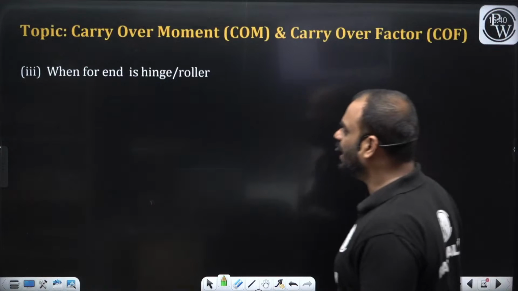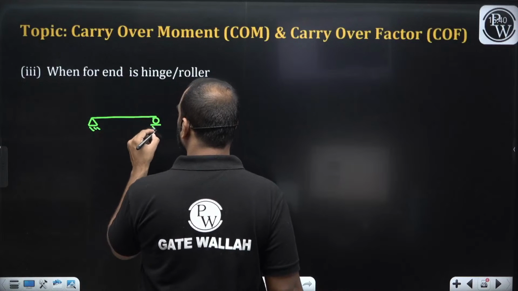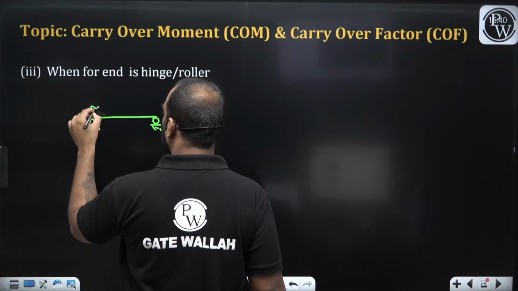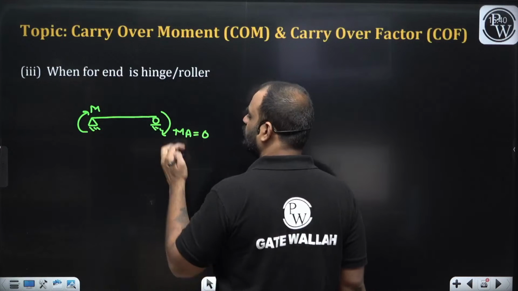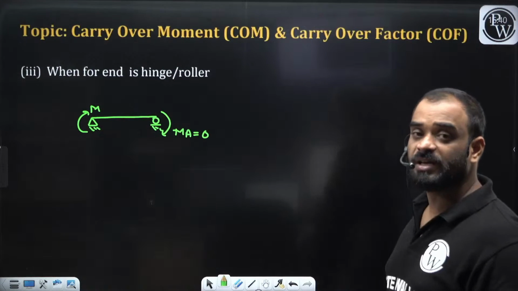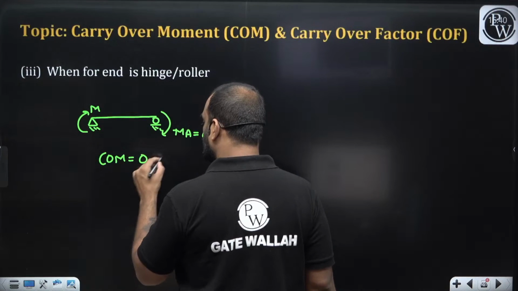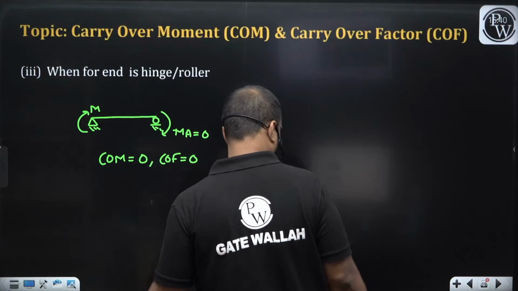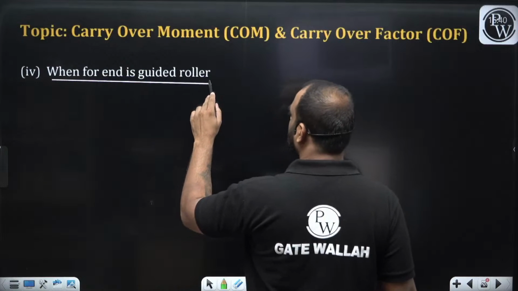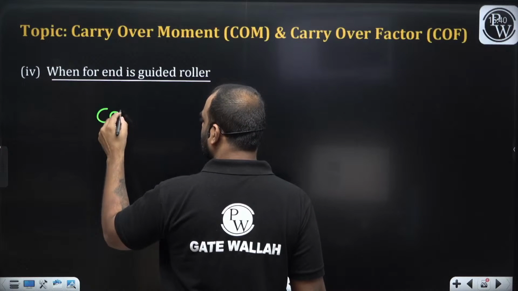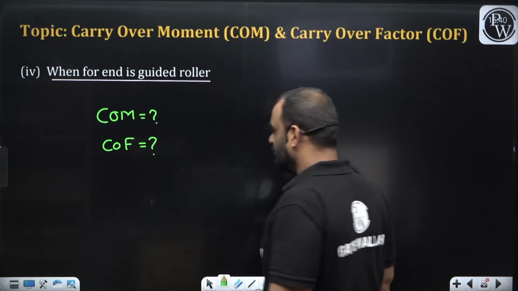Next, when far end is hinge or guided roller. So let us suppose you are trying to apply moment M. Then how much moment will develop over here? We can write here guys, MA is equal to 0 because this particular support is not capable to bear any kind of moment. So in this case also carryover moment is 0 and carryover factor is 0. Clear? Now I am giving one question. When the far end is guided roller, then please find out what is the value of carryover moment and what is the value of carryover factor. Do it by yourself.